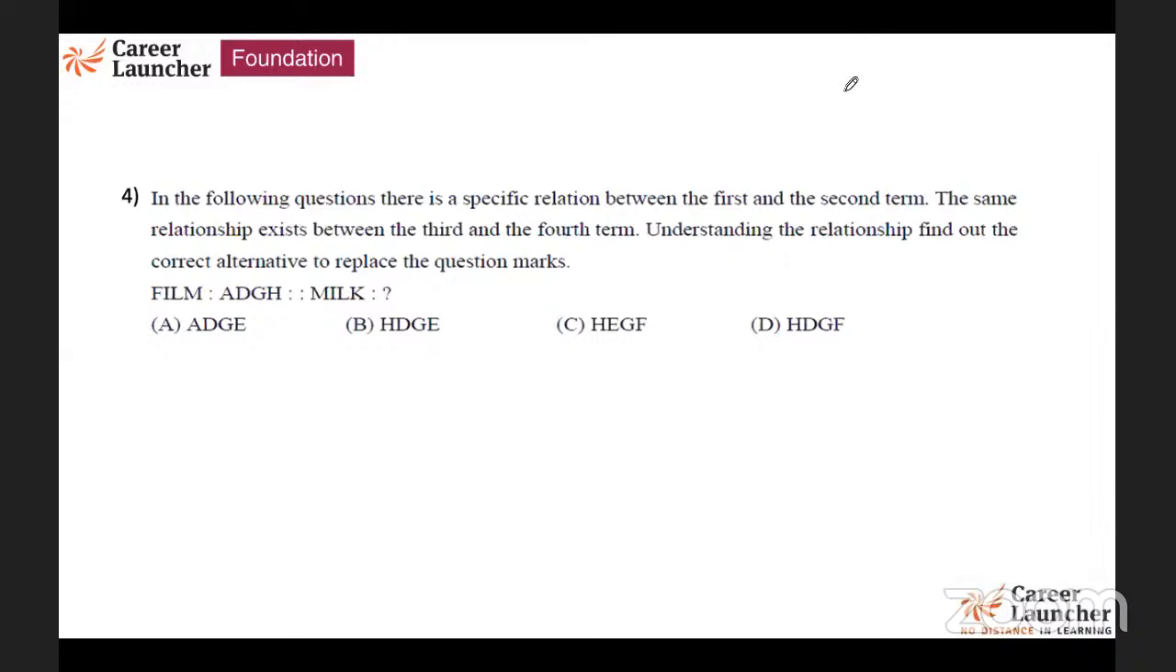Very good, Abhinanda. Disha, just check. You got 3 of them correct. Last one. Disha, check once again. Yes. The answer is HDGF. You can see this. How is it going?